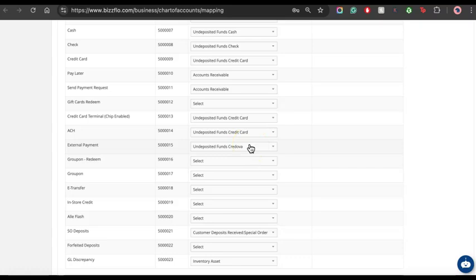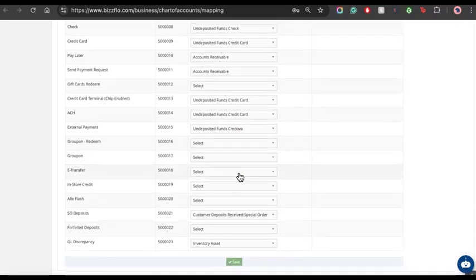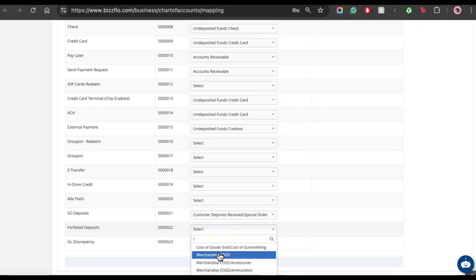Groupon transactions are mapped to the Groupon account. Electronic transfers and wires are categorized similarly to credit card payments. Store credit is considered a liability account. Special order deposits remain in a liability bucket until the order is delivered. Fee deposits and forfeitures are typically categorized under fees and services. GL discrepancies. Small discrepancies due to rounding should be recorded under rounding error or inventory asset account.